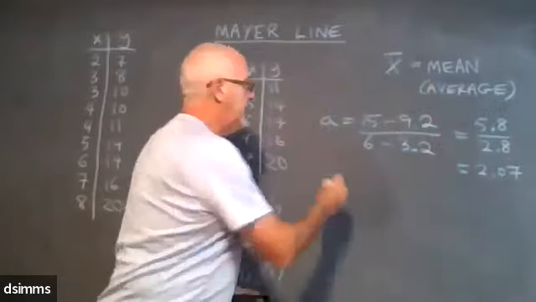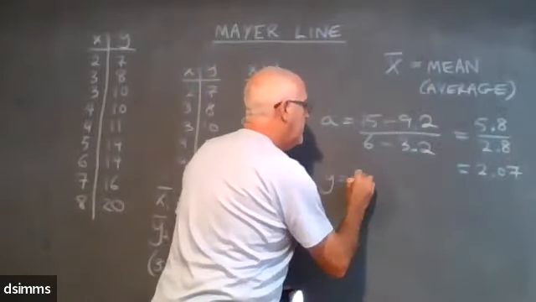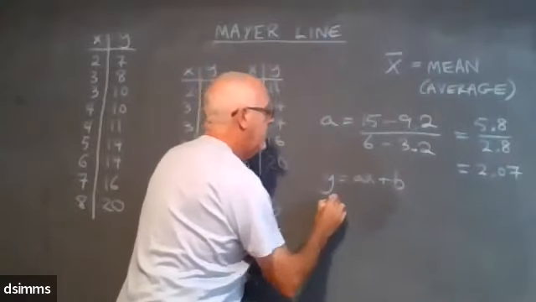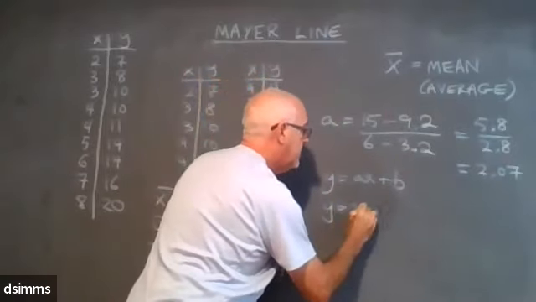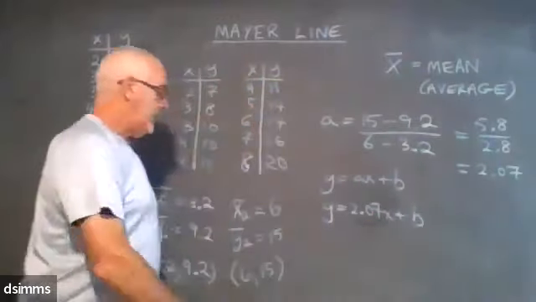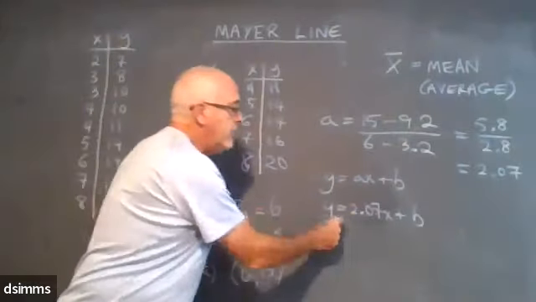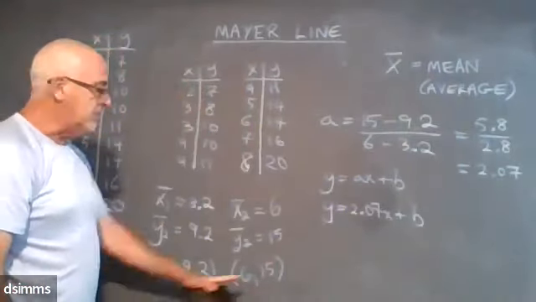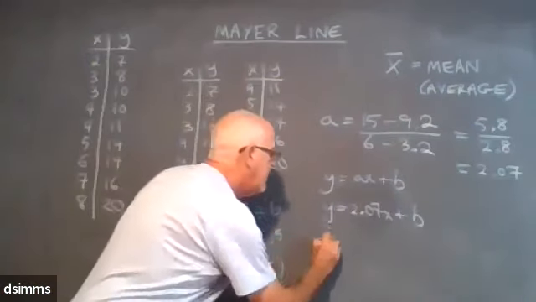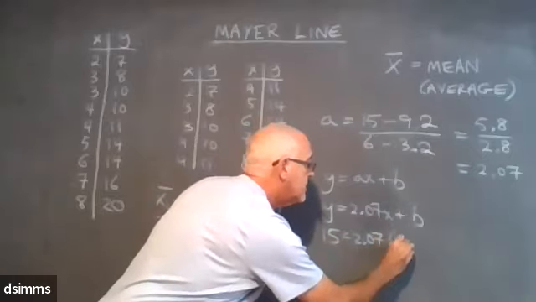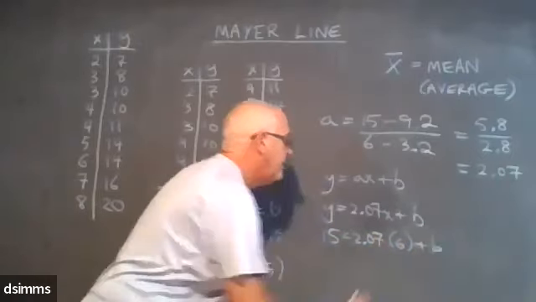What do we do next? We take our y equals ax plus b equation. We replace the a with 2.07. And then we take one of our points and we replace the x and the y with the coordinates at that point. So I'm going to avoid the decimals and use the 6, 15. 15 equals 2.07 times 6 plus b.